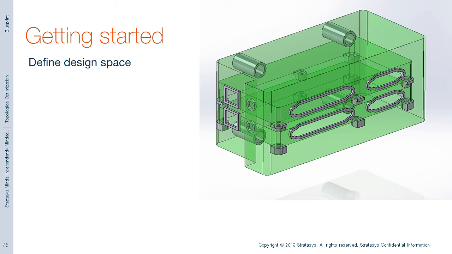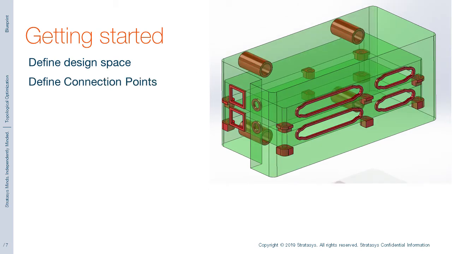This space is shown here in green. Next, shown here in red, we've also modelled in areas that must be included in the final design and cannot be optimised. For example, the connection points for any fasteners must stay as they are, and the plug sockets for the circuit boards need to exactly retain their shape.